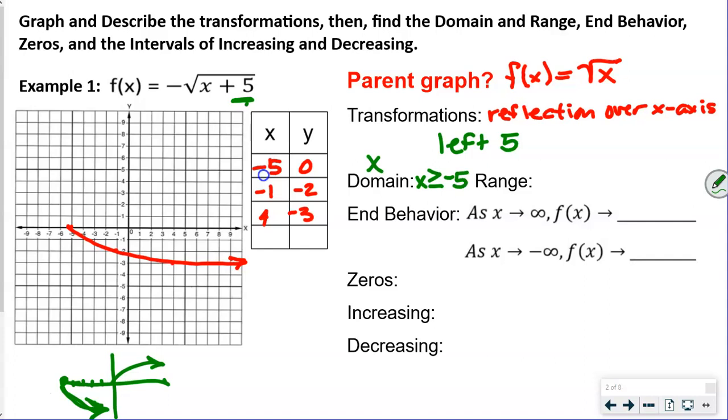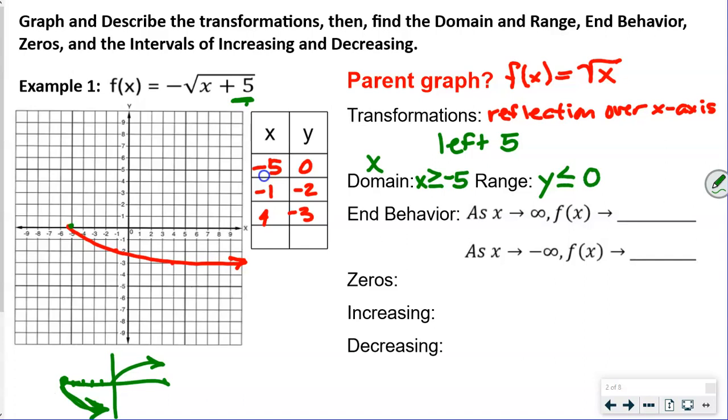Now our range is going to be our y values. What's happening to y? Is it getting bigger or smaller? Looks to me like it's getting smaller. And where did it start? It started again at 0. Did y'all notice that right there? That y value for that is 0.